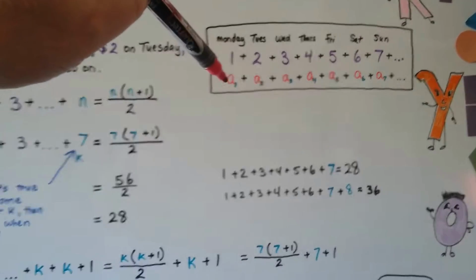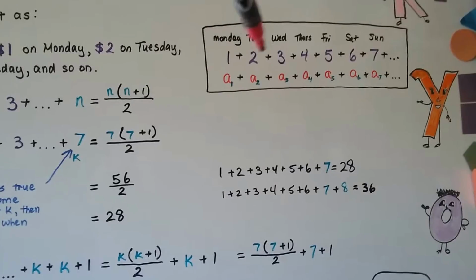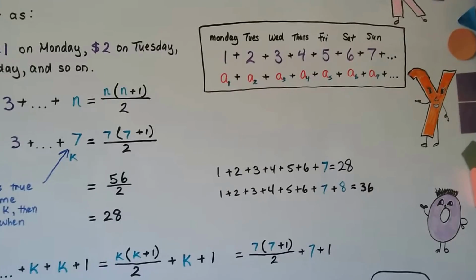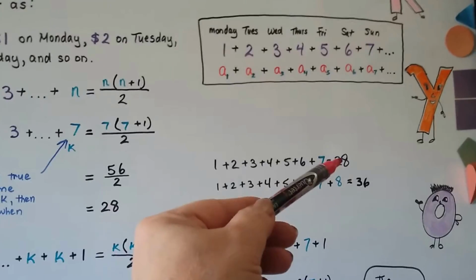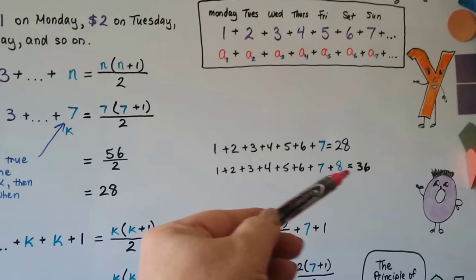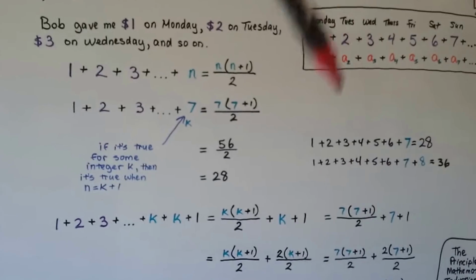Monday would be our a sub 1. Tuesday would be our a sub 2, and so on. We could just add 1 plus 2 plus 3 plus 4 plus 5 plus 6 plus 7, total it, and know what he gave me. If we did that, he would have given me $28. For the next day, I'd be at $36 because we would add 8. So try to follow me on this, thinking of it this way, and this way.